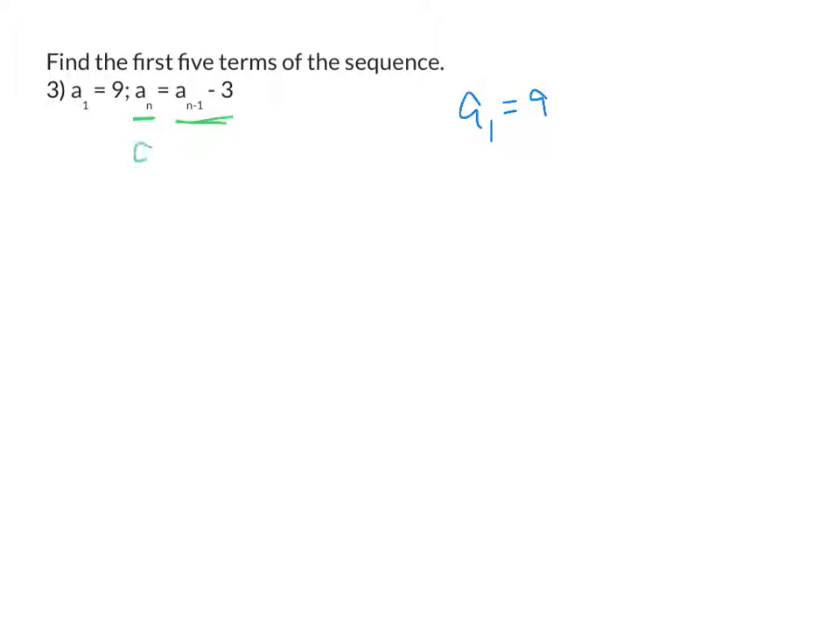To find a sub 2, 2 minus 1 is 1, so I need a sub 1, and then I subtract 3 from that. So a sub 2 is going to be our previous term 9 minus 3, which is 6. For a sub 3, 3 minus 1 is 2, so I need a sub 2, subtract 3. My previous term was 6. We subtract 3 from that, and it's 3.